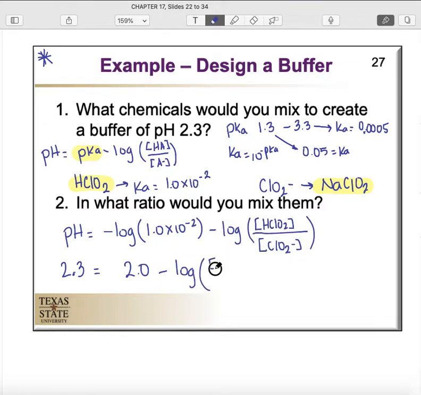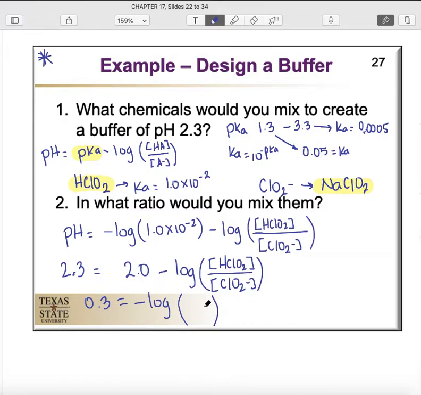And I'm just going to rewrite that. So HClO2 divided by ClO2 minus, and that's that. So now I'm going to solve for this. In order to do that, I'm basically going to move the 2.0 to the other side. So I have 2.3 minus 2.0. That gives me 0.3 is going to be equal to the negative log of the ratio again. I'm not going to rewrite it right now. This is the same thing that goes here.